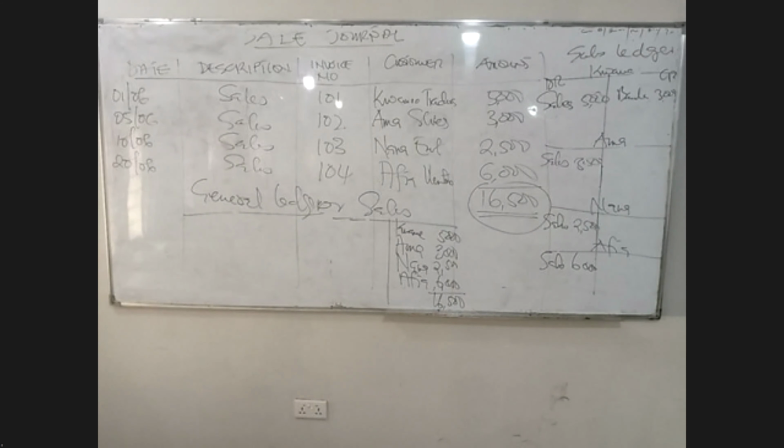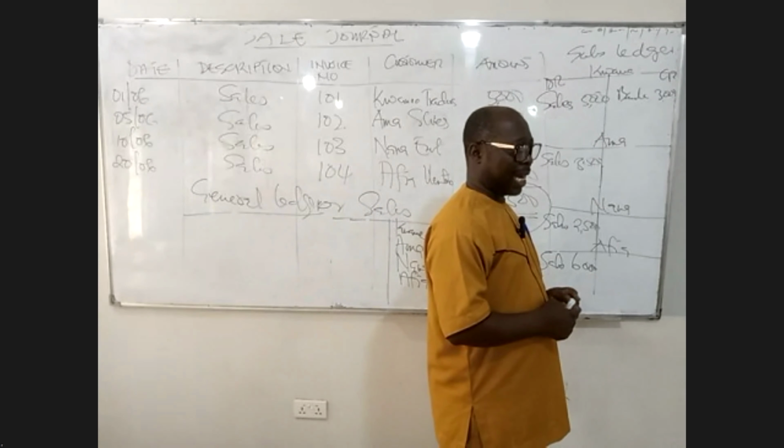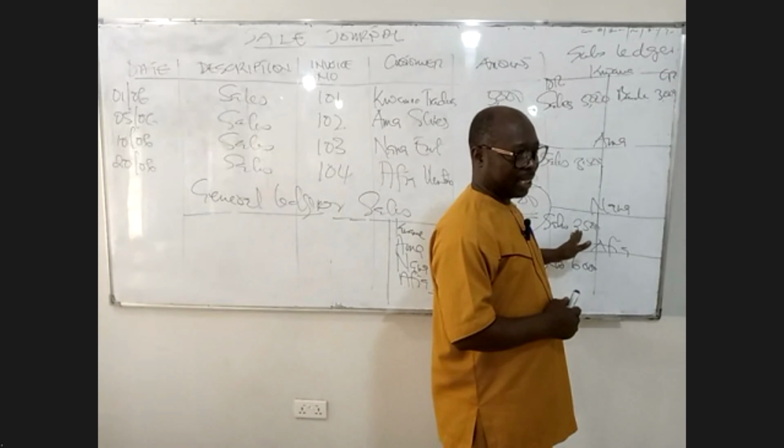I'm just assuming. Are you okay? We didn't pick it from anywhere, it's just an assumed figure. Good. So we are saying that in the sales ledger, or in the ledger, we have these accounts here.